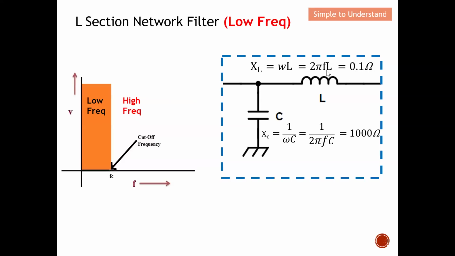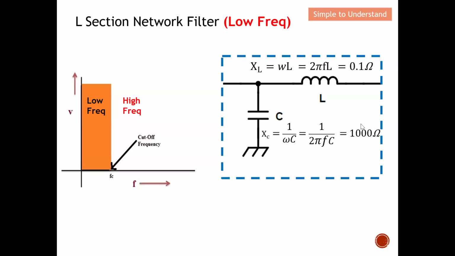So basically, when the frequency is small, the reactance of the inductor will be very small. Let's take a look at the reactance of the capacitor here. This frequency will be very small, and 1 over a very small number will become a very big number. So again, let me just assume 1000 ohm to make the discussion easier.